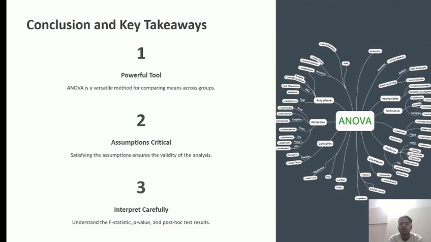Conclusion and key takeaways. Powerful tool: ANOVA is a versatile method for comparing means across groups. Assumptions are critical: satisfying the assumptions ensures the validity of the analysis. Interpret carefully: understand the F statistic, p-value and post hoc test values.